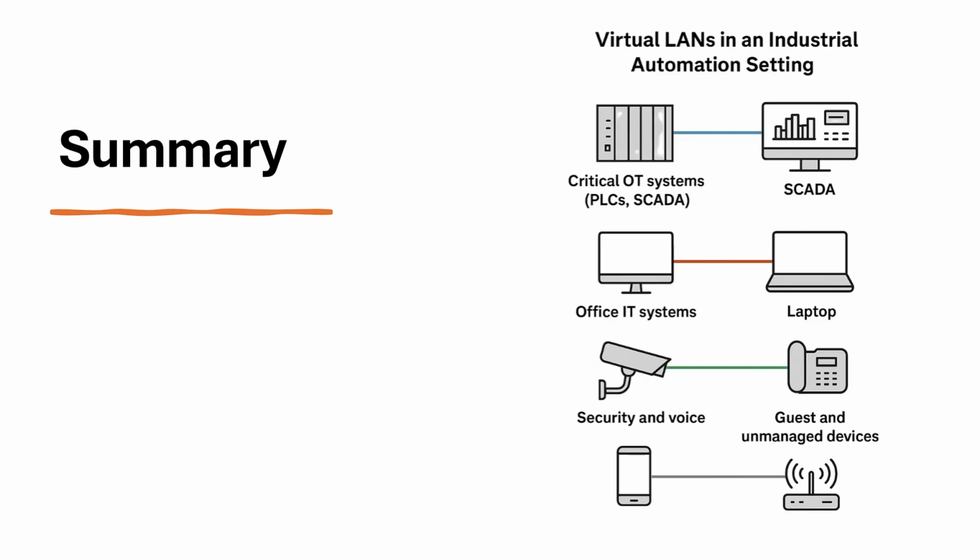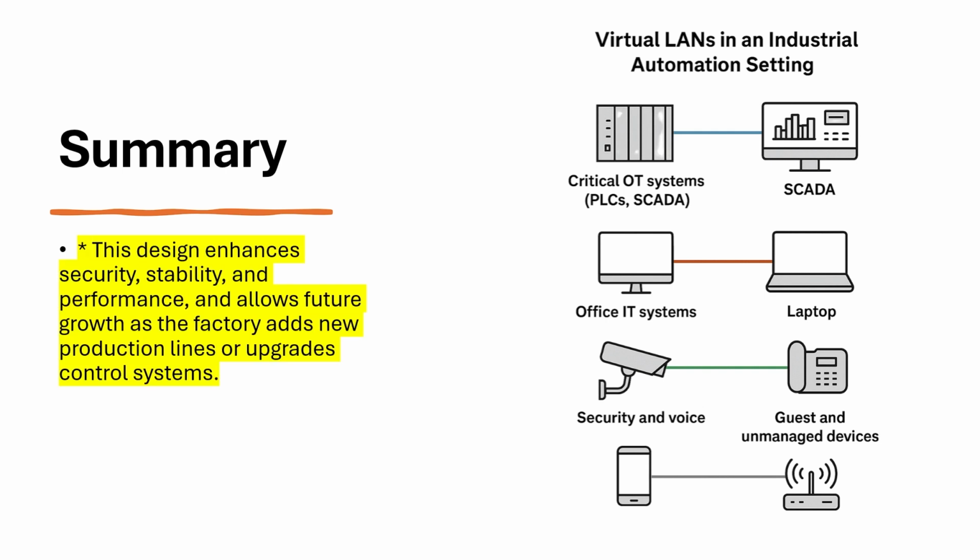So a summary of this scenario: you have separate virtual LANs in an industrial automation setting. You have one for your critical OT systems and your SCADA. Then you have another LAN for office IT systems, say laptops. Then you have security and voice for guests on unmanaged devices. This design enhances security, stability, and performance, and allows future growth as the factory adds new production lines or upgrades control systems.